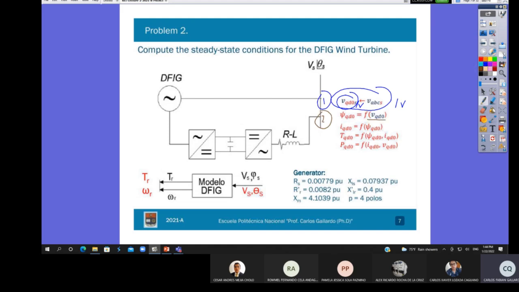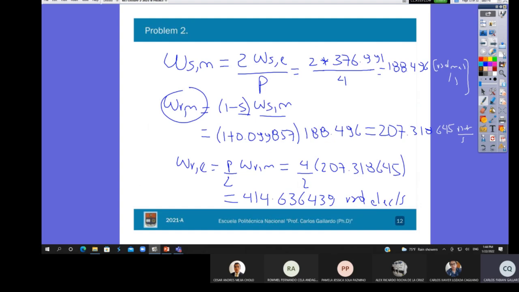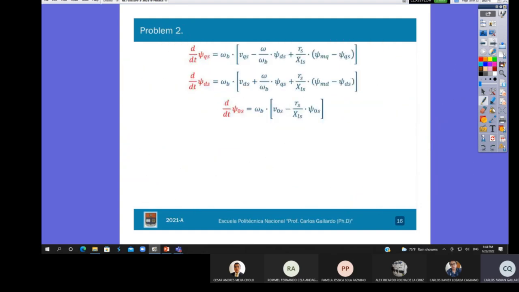Once I have the voltage, I will compute the fluxes. I will split this into two parts. The first part is the stator side, and the second part is the rotor side. For the stator side, the fluxes are broken down into three equations. This is equation number 1, this is equation number 2, and this is equation number 3.